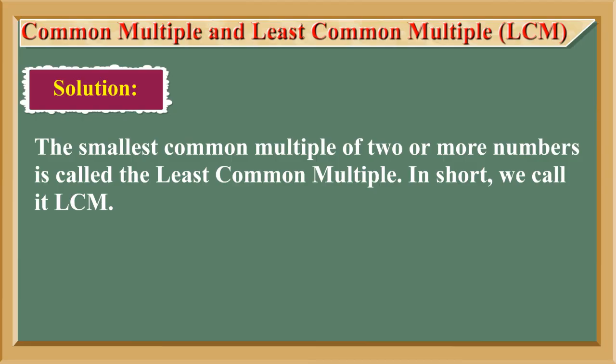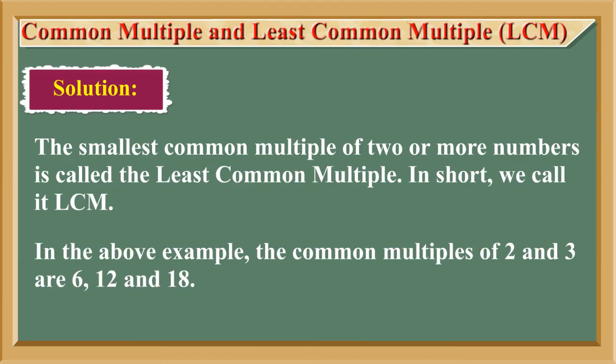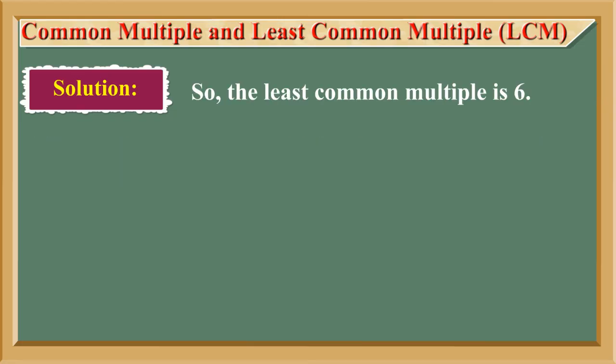The smallest common multiple of two or more numbers is called the least common multiple. In short, we call it LCM. In the above example, the common multiples of 2 and 3 are 6, 12 and 18. So the least common multiple is 6.